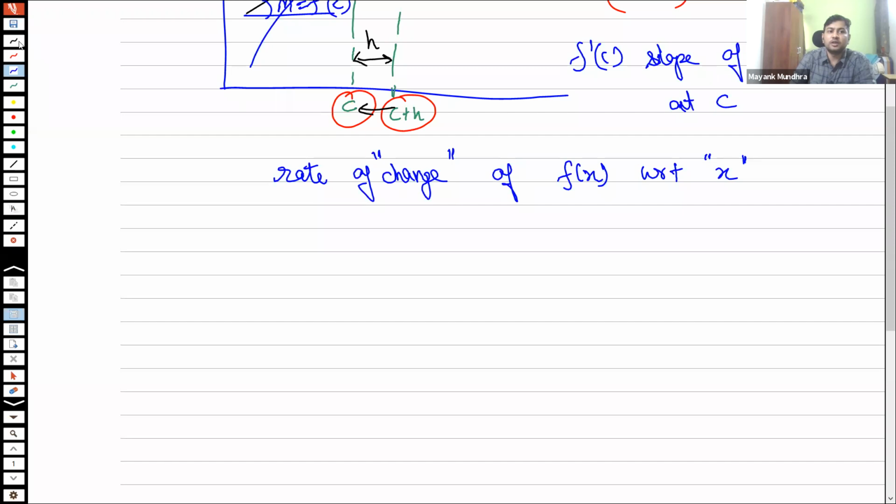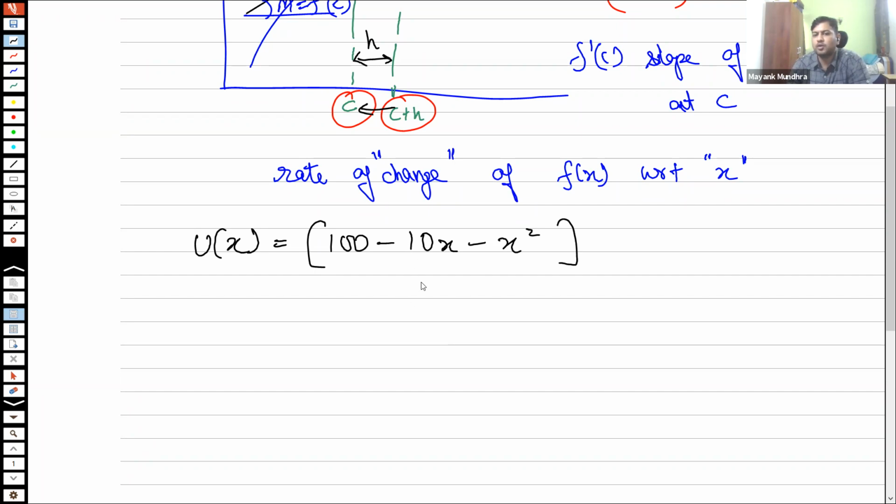So suppose I have utility of just one variable. Suppose I have utility of a single good that I'm consuming, u of x, which is let's say 100 minus 10x minus x squared. So I want to optimize this function. I want to find at what value of x this is going to be its maximum.